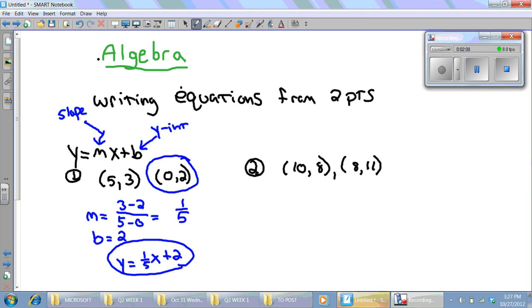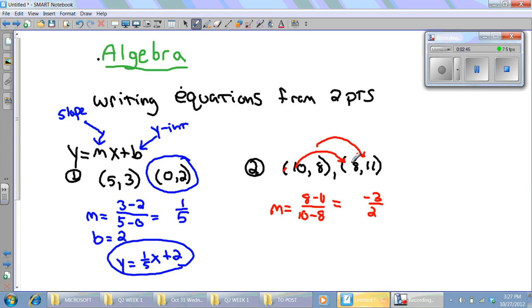All right, let's try it on this one. It won't be quite as easy. Step 1 is still the same. We're going to find the slope. And so I'm going to do 8 minus 11, and I'm going to put that over 10 minus 8. All right, when I do that, I get negative 3 over 2, or a slope of negative 3 halves.